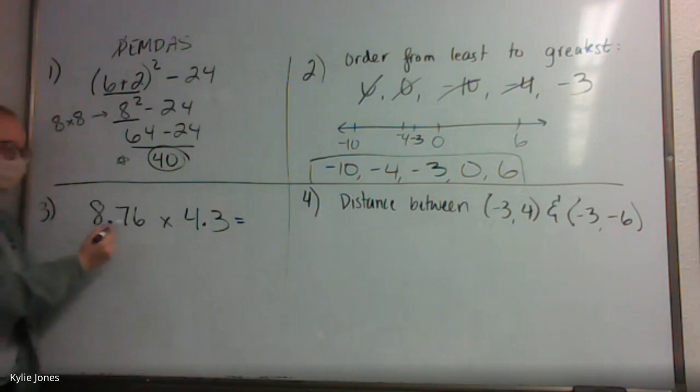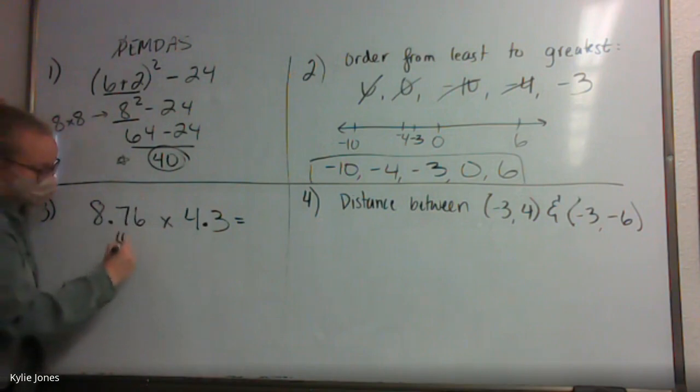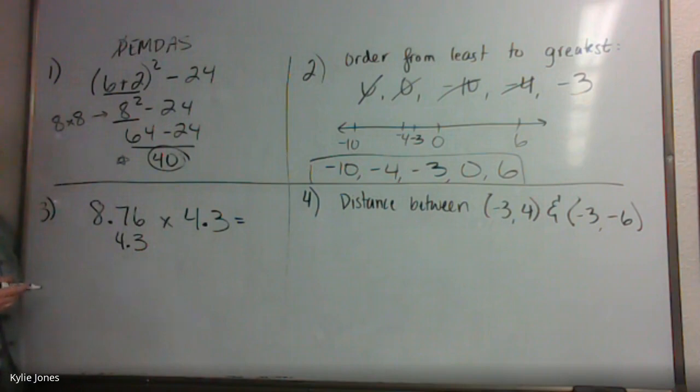Okay. Number 3, we are multiplying 8 and 76/100ths times 4 and 3/10. When I multiply decimals, do I need to line them up? Nope. Just put them right on top of each other. Wait, if you added a 0 to a 4.3, would it mess it up? No, you just would have extra zeros at the end, probably. But check to see when you do it, okay?